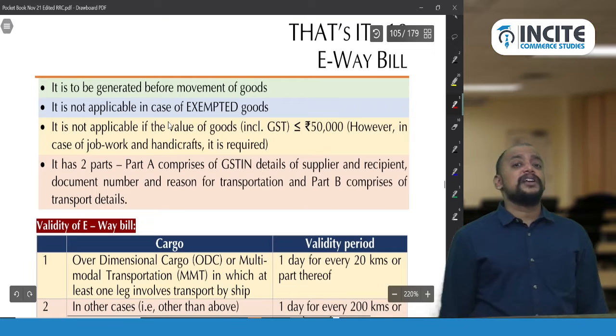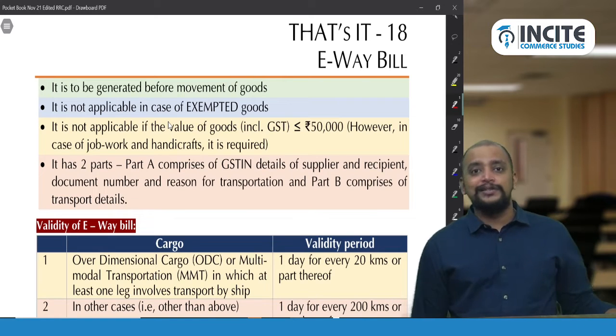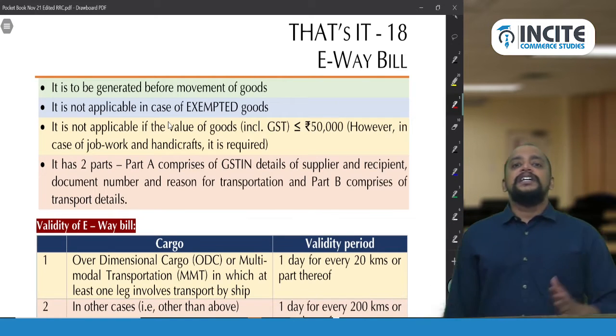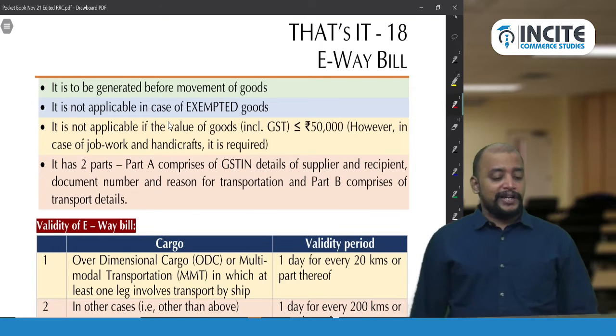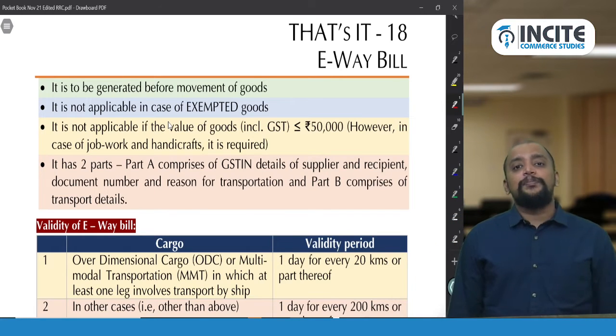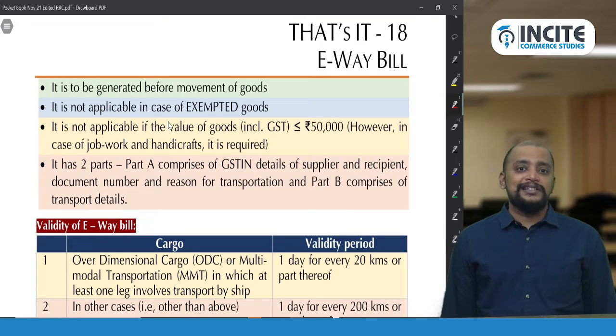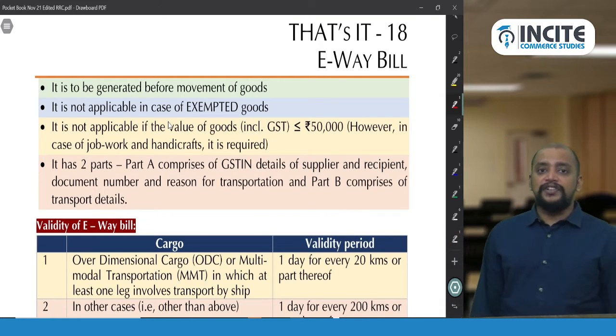Whether an EWay bill is required in case of exempted goods? No, an EWay bill is not required in case of exempted goods. It is required only in case of taxable goods. Exempted includes non-taxable goods, and it is not applicable if the value including GST, with respect to a document, that is the invoice, does not exceed 50,000 rupees.